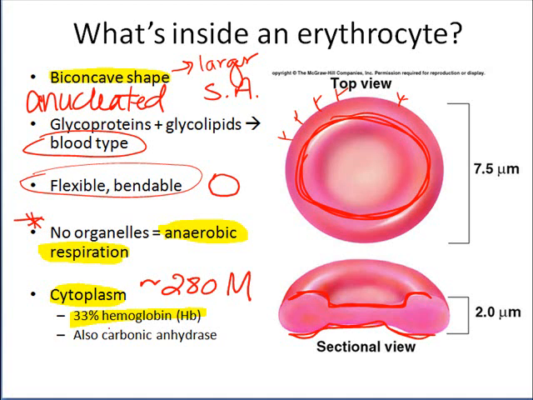There's also another component of the cytoplasm that turns out to be really important, and that's this enzyme here called carbonic anhydrase. Carbonic anhydrase helps to produce something called carbonic acid, and that becomes critical when we start transporting carbon dioxide inside of a red blood cell. I'll show you more about that later on.